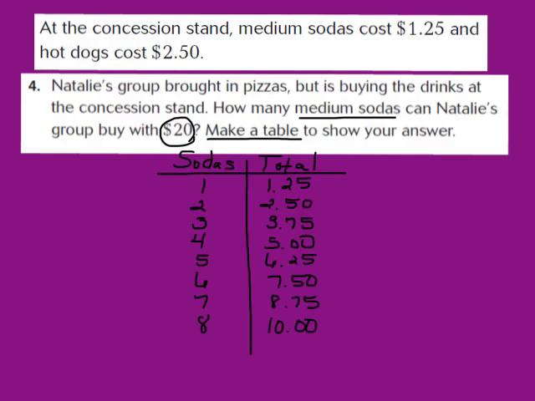So if I take my 8 and multiply it by 2, so here's 8 times 2, that's going to take me to 16 sodas. And if I take my $10 and multiply that by 2, that's going to take me to my 20. So what I know is, I know that Natalie's group can buy 16 sodas with her $20, and we have used our table to help us answer that question.